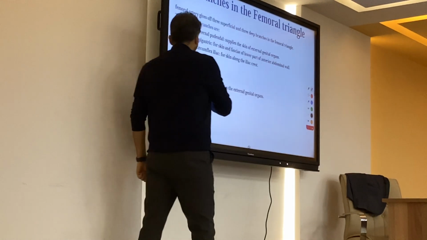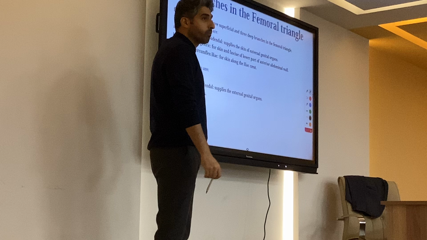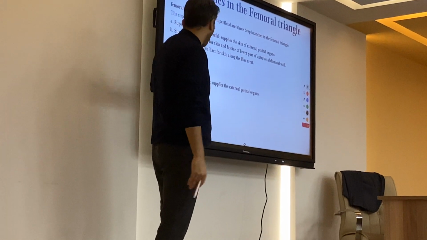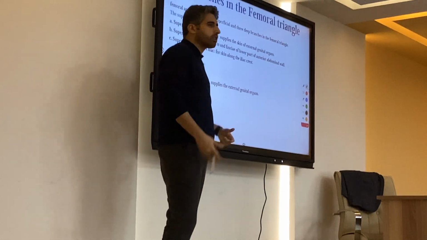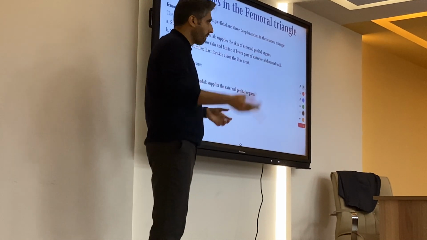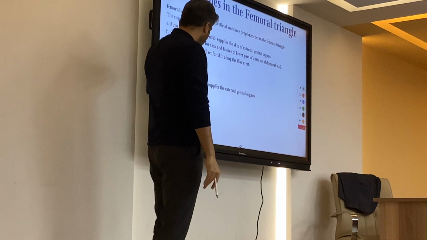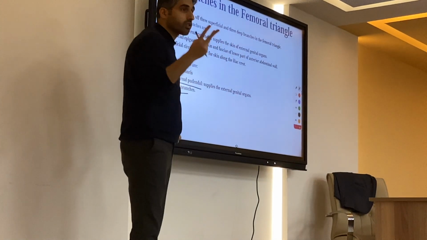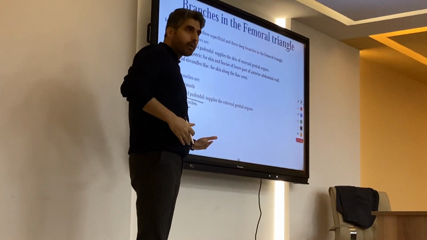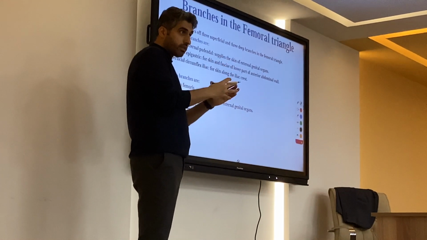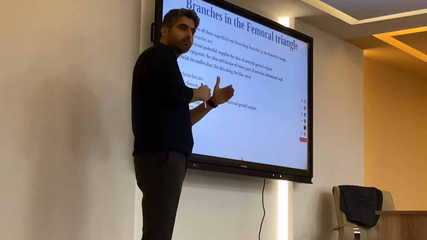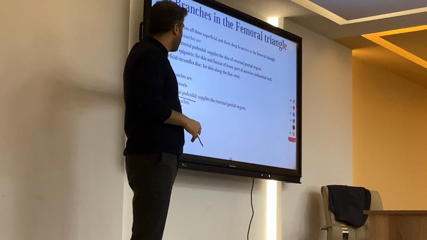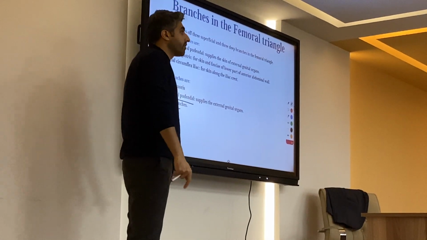Again, profunda. Profunda femoris. In the arm we had profunda brachii; here we have profunda femoris. Muscular branches for muscles. Okay. And deep external pudendal. So these three branches are deep. Deep external pudendal is for the genital system, external side, but it's deep. Muscular branch for muscles. And the most important one, profunda femoris.